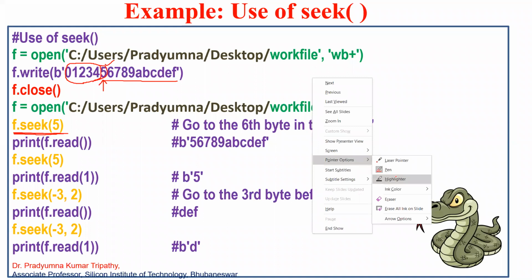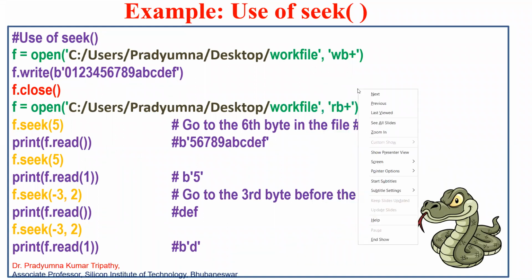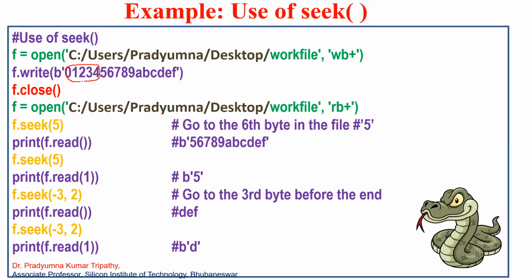Let me clear it again. So it has read these 5 bytes. Correct? My file pointer is over here. The moment I write f.read(), it reads from this onwards, from the 6th byte onwards. And that is the reason I get the output as this one.